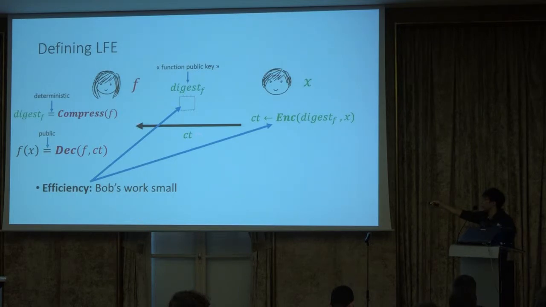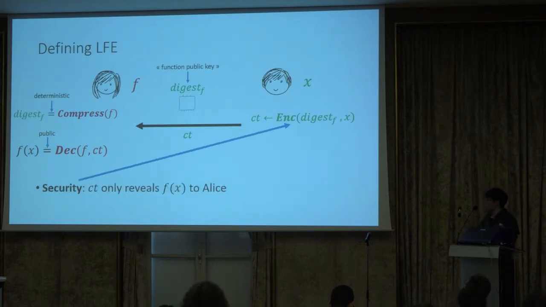Notice here that this is at the price of having both the compression function and the decryption function pretty much require to compute f. Okay. And for security, again, we require that pretty much everything that Alice does by seeing the ciphertext should be the output of the computation.